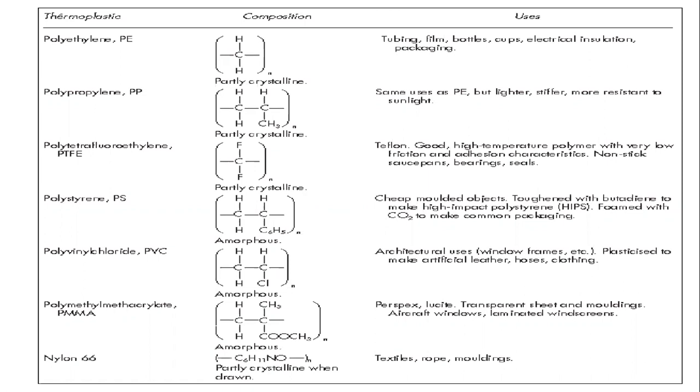And the last one is nylon 66. Nylon 66 is heavily used in textiles, ropes and moldings. In textiles, nylon cloths are separately used. These are partly crystalline in nature when drawn, that is when pulled from both ends, but generally it is amorphous in nature.